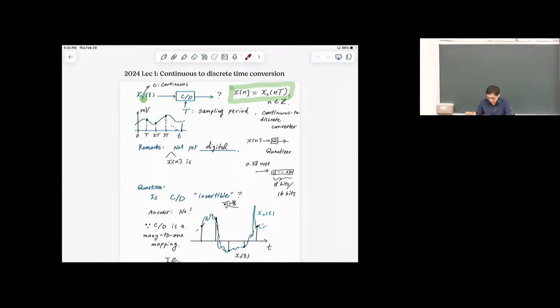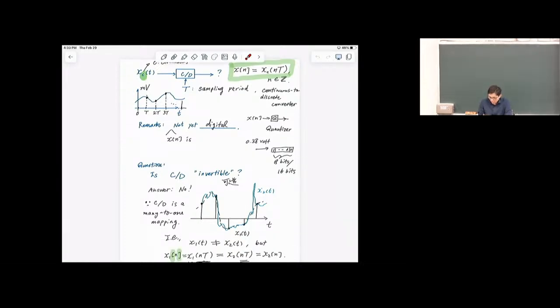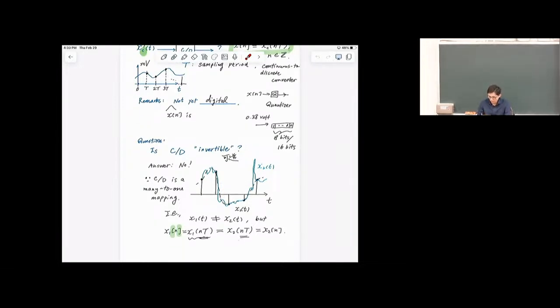Last time we asked the question, is this sampling action invertible? It is not, because many different signals can map to the same sequence after sampling. Here's an example. We have one signal that looks smooth, and the other signal that has more wiggling, more high frequency components. Chances are, just by chance, the two of them might map to the same sequence of numbers after sampling. So of course, C to D is not invertible.